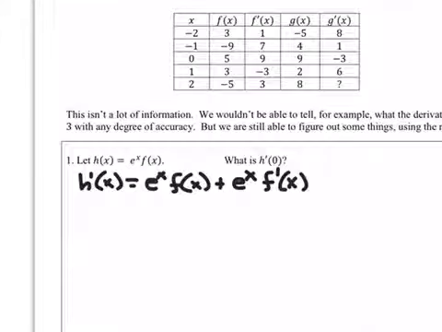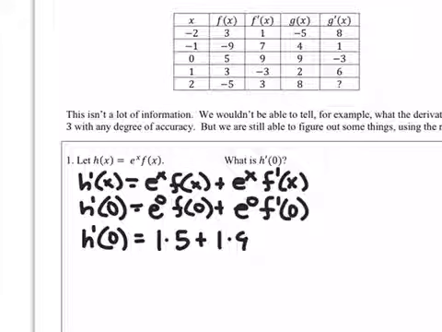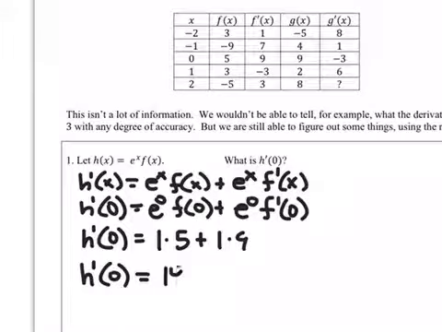Okay, so the derivative of h would be the derivative of the first, e to the x, times the second, f of x, plus the first times the derivative of the second. So if I want h prime of 0, I would have e to the 0 times f of 0 plus e to the 0 times f prime of 0. E to the 0, of course, is 1, f of 0 is 5, and f prime of 0 is 9. So h prime of 0 would have to be 14.